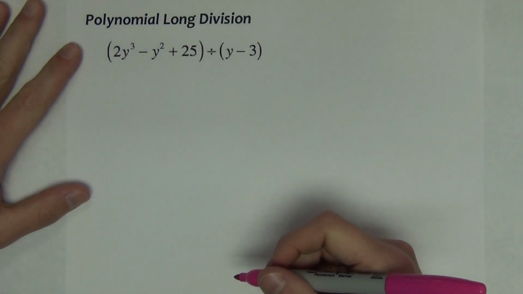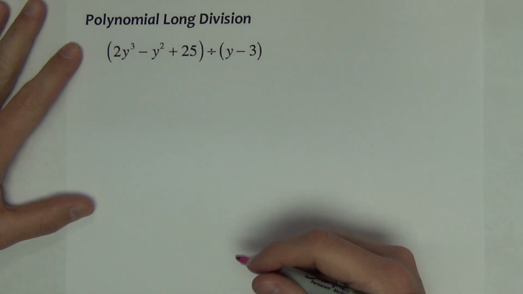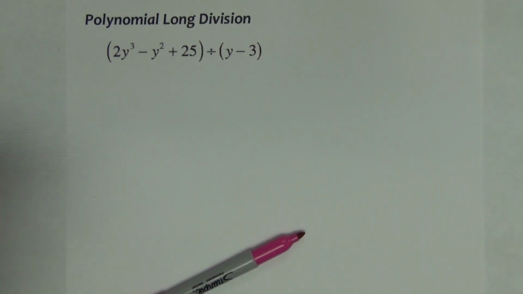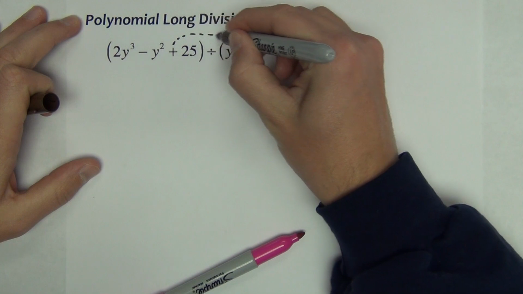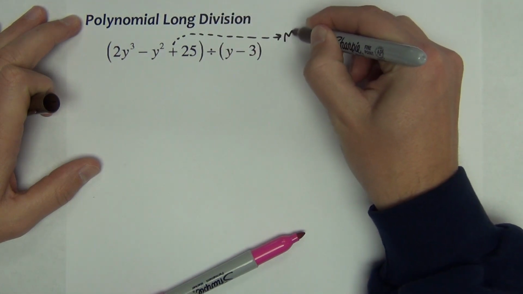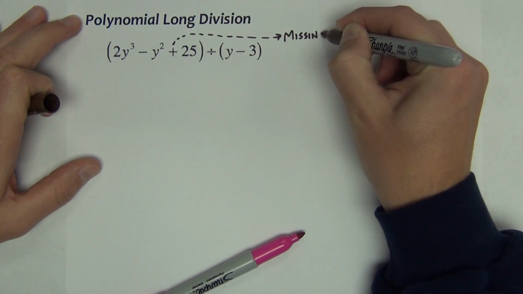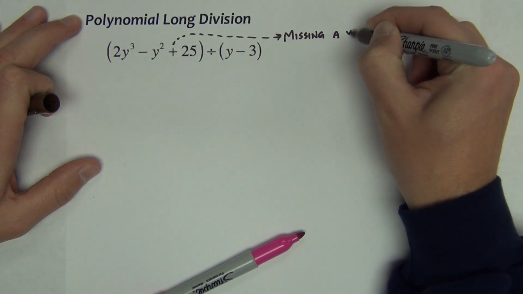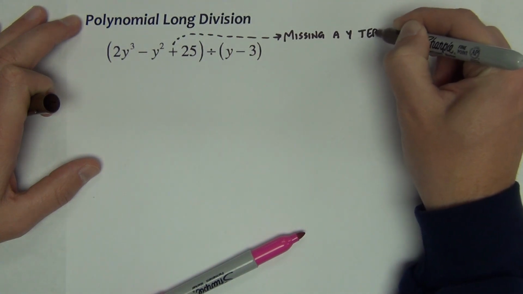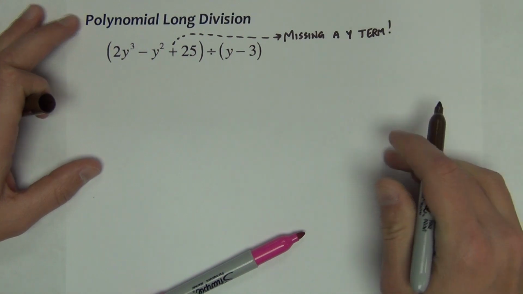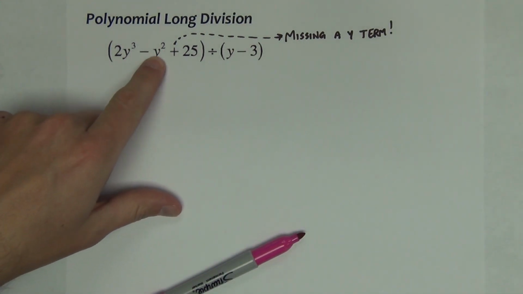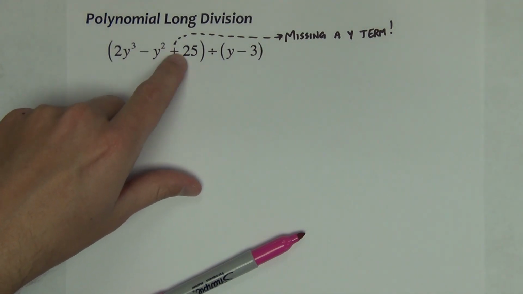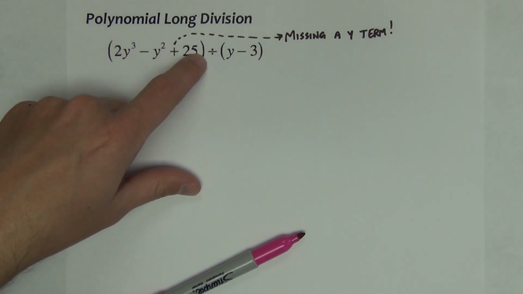Next problem, another polynomial long division. This one is a little bit different than the last one, and I'll point out why it's a little bit different. Right here, we are missing the y term. Okay. Notice that we've got y cubed, we've got y squared. Next in order should be the y term, and it's not there, and then we have the constant.